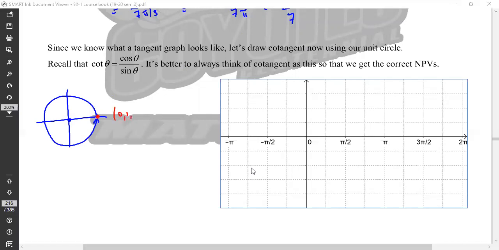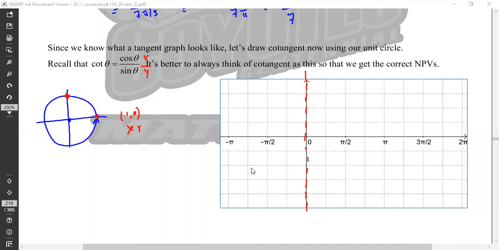this is the point 1 comma 0 here. Here's your x, here's your y. And if cotangent is cosine over sine, then it's x over y. So at 0 degrees, this has a vertical asymptote.